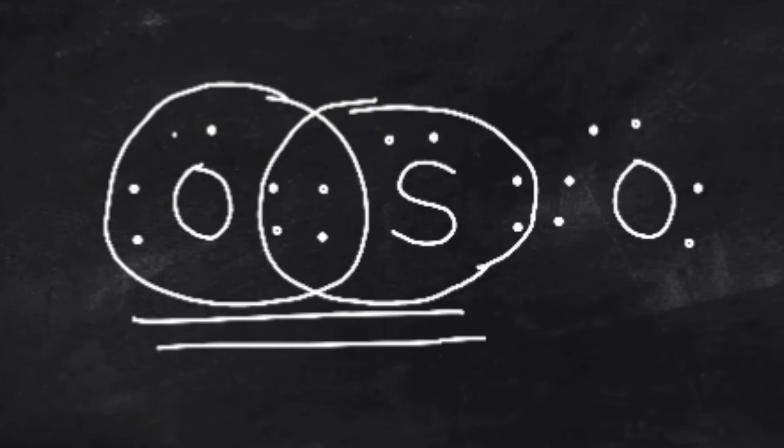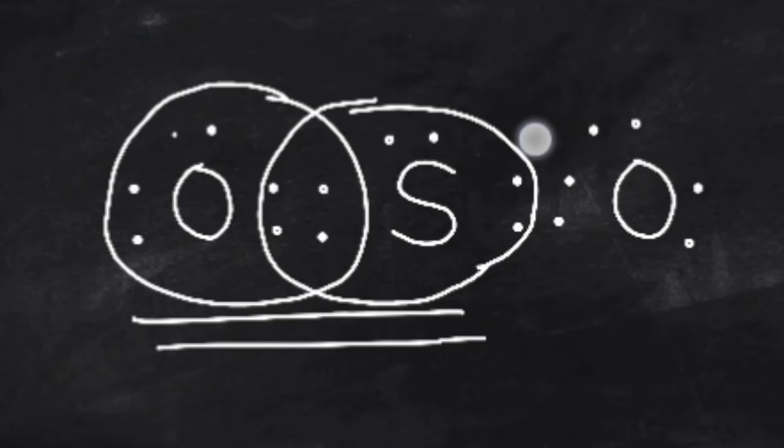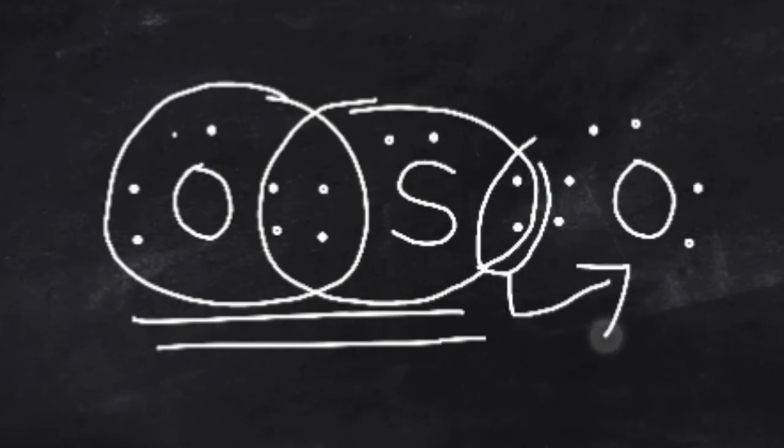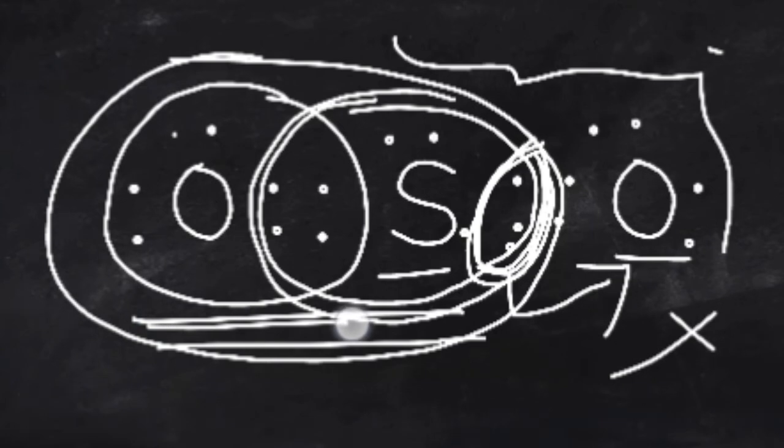Now this oxygen, if it forms a covalent bond again, then sulfur has 10 electrons, which is deviating from the octet rule. So these 2 electrons of sulfur will be donated to this oxygen, and these 2 electrons will be shared by both sulfur and oxygen. Here one covalent bond and one coordinate covalent bond are formed.